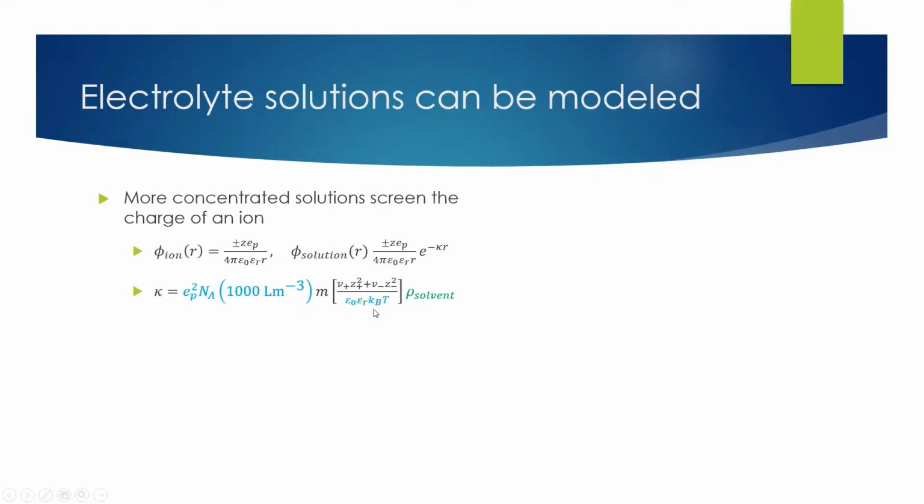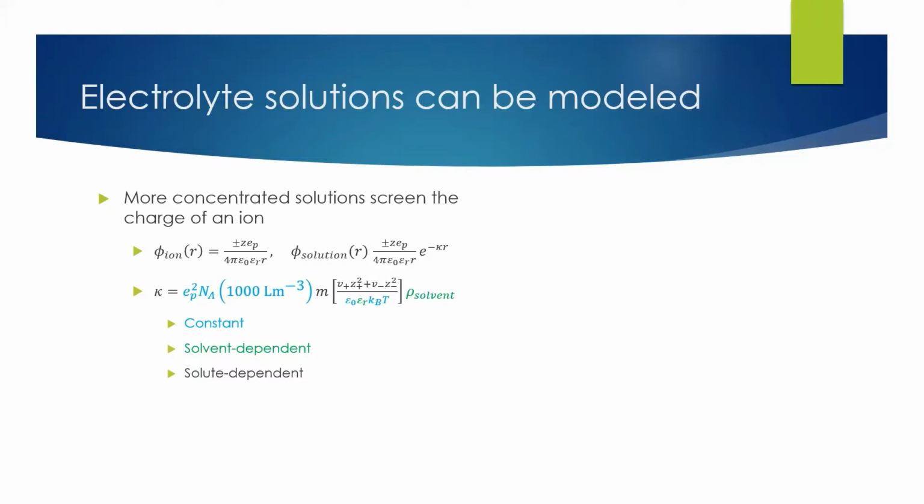You can note the way I've colored these things, that we have different properties coming from different places. In blue, we have fundamental constants: conversions, the permittivity of free space, Boltzmann's constant, temperature, and so on. In green, we have solvent-dependent constants, so the permittivity of the solvent and the density of the solvent. And then in black, we have solute-dependent constants.